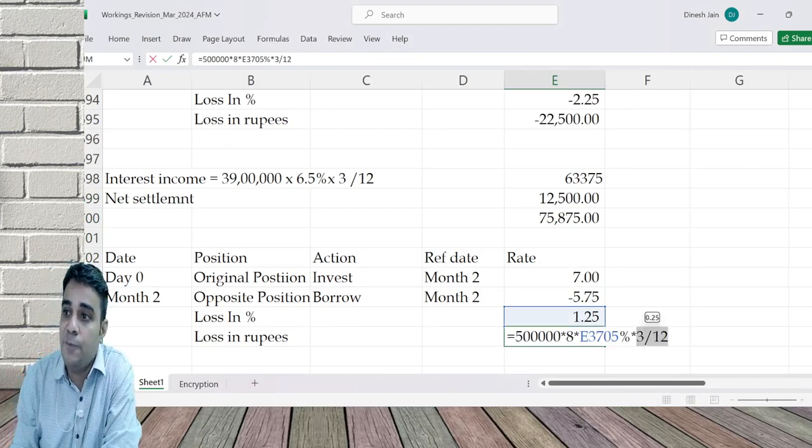If you have a 6-month future, you will multiply by 6 by 12. If you have a 9-month future, you will do 9 by 12. And if you have a 12-month future, you will do 12 by 12. We wanted to create a deposit for what period? 3 months. And this is also 3 months. There is no mismatch. But if a mismatch happens, what needs to be done?